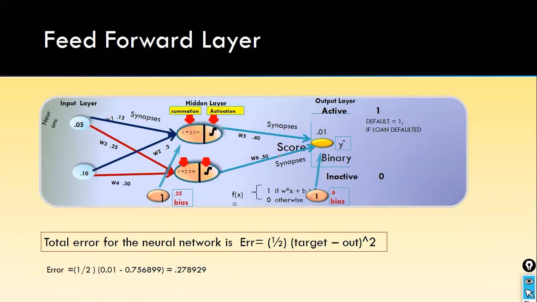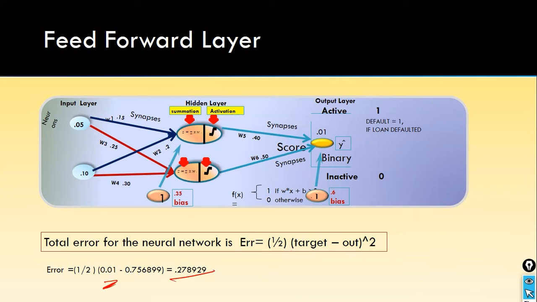So now if you see here, the actual value is 0.01, the mean squared error, right? In this case, the error is equal to 1 by 2 into actual minus predicted value squared. So your actual is 0.01, and the predicted is this one. This is the error we are getting.